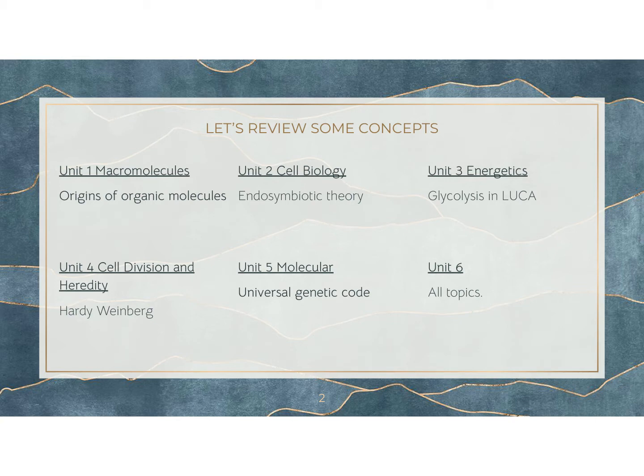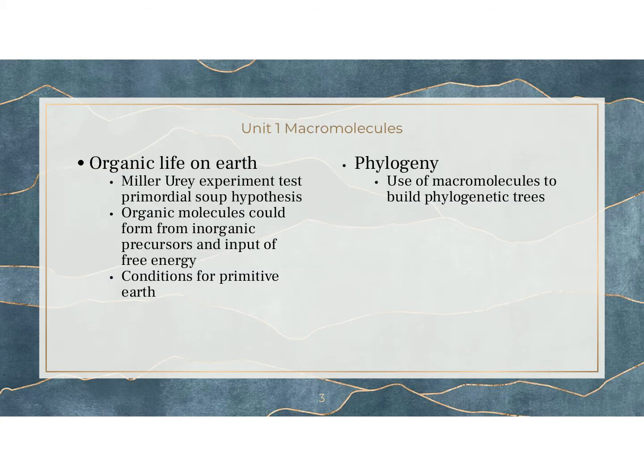In Unit 3, we used the evidence of glycolysis for the biochemical pathway that LUCA, the last universal common ancestor, must have done. In Unit 4, when we were talking about cell division and heredity, we started incorporating population genetics and the evolution of population genetics using Hardy-Weinberg. Then in Unit 5, we looked at how the universal genetic code is the same for all organisms on Earth. And then Unit 6 was our major evolution unit.